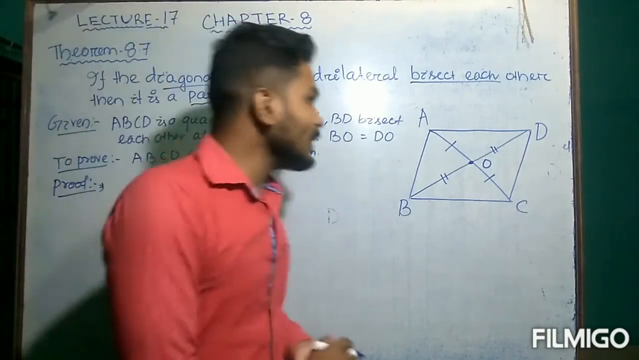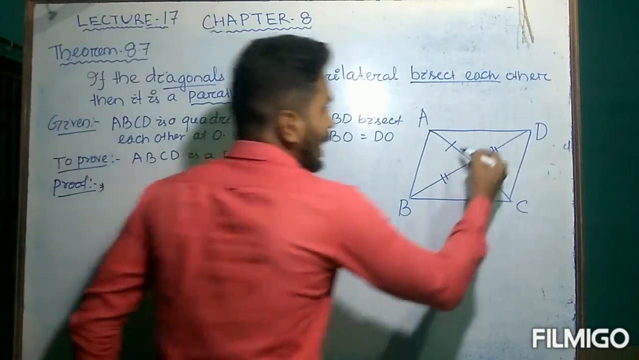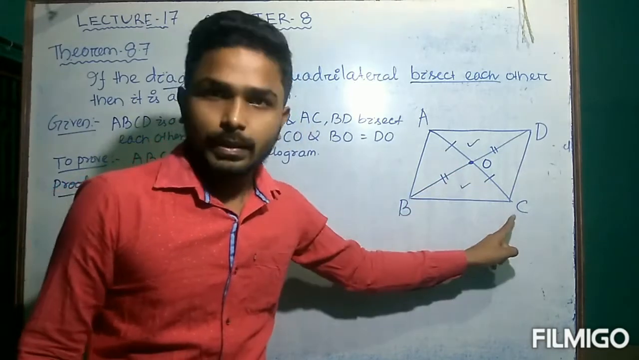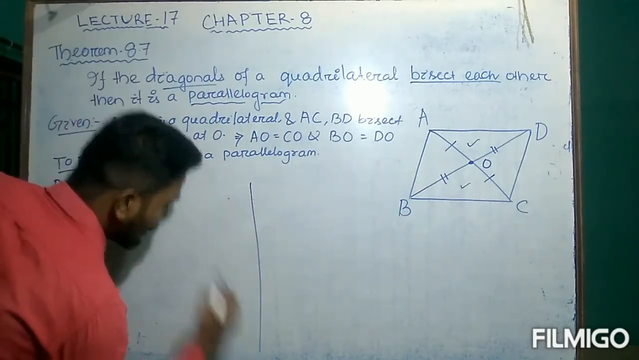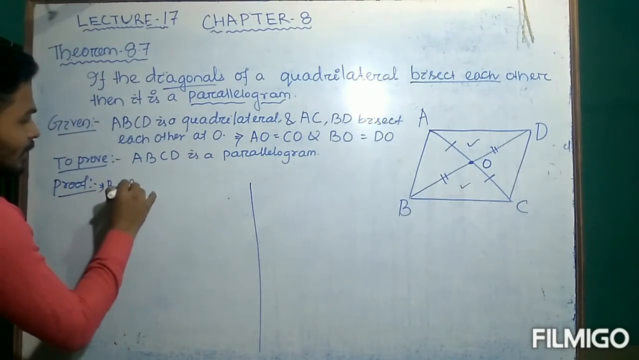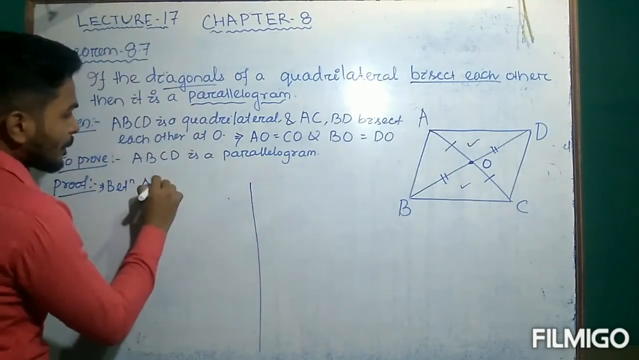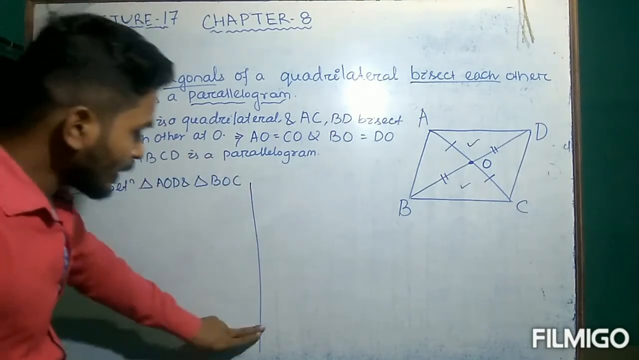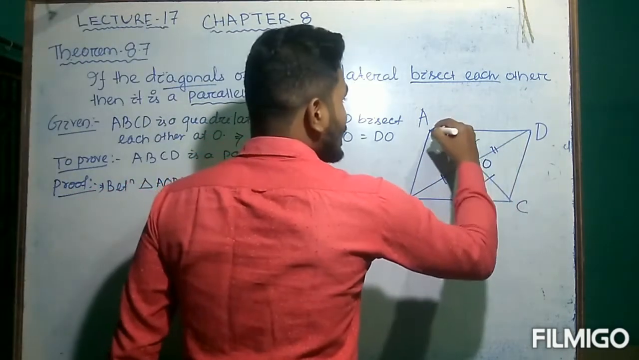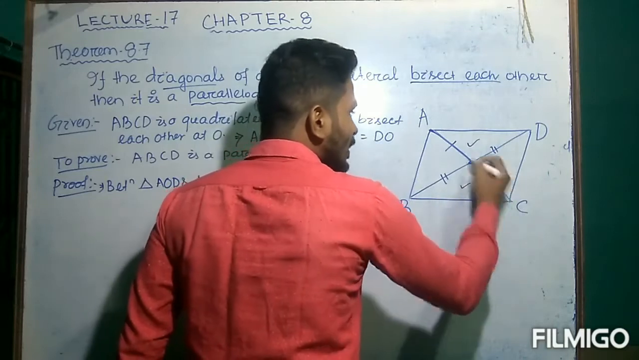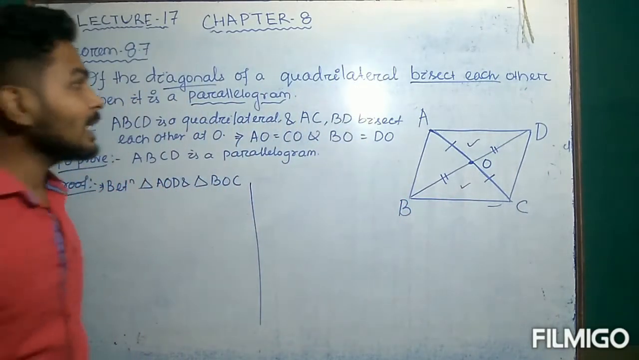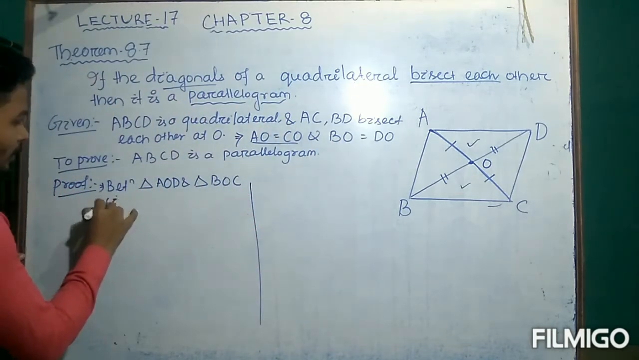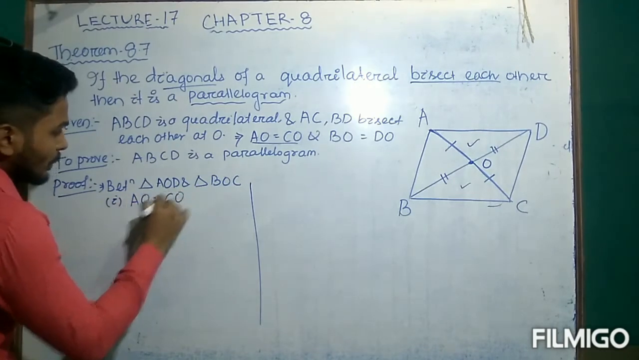In order to prove it, we have to first consider two triangles, triangle AOD and triangle BOC. So let us compare them. Between triangle AOD and triangle BOC, first, side AO is equal to CO, because it is given AO is equal to CO.